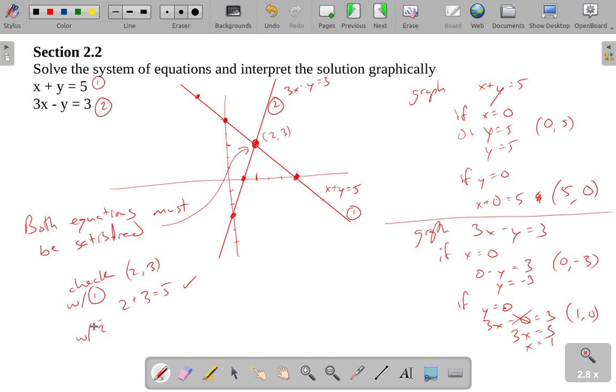And with the second equation, 3x minus y equals 3: 3 times the x-coordinate minus the y-coordinate equals 3. That's 6 minus 3 equals 3, a true statement. I probably should put little question marks next to these, because I'm not stating that they're equal, I was checking to see if they were equal. In any case, this point (2, 3) does satisfy both equations. So this is our solution to the system of equations.